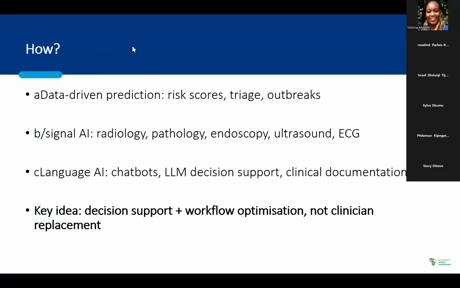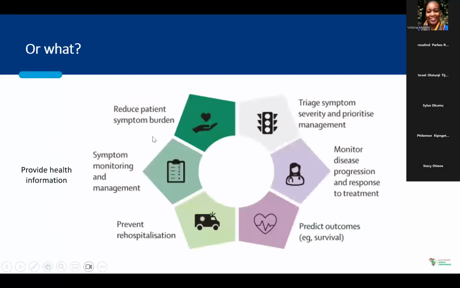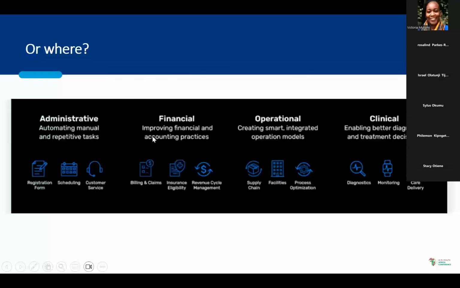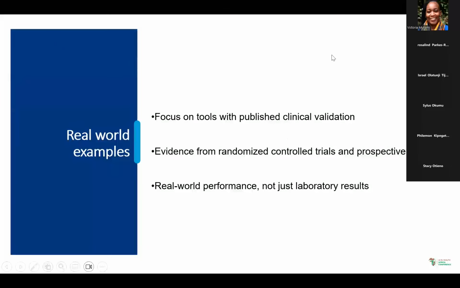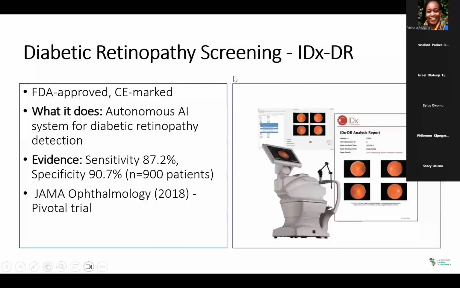Okay, so I'm going to go through my slides, and at the end, we're going to see what we think in terms of which ones have actually been taken through. Like I said, we're going to focus on tools that are clinically validated and are working in real life. So to start with, we're going to talk about screening and images in screening.